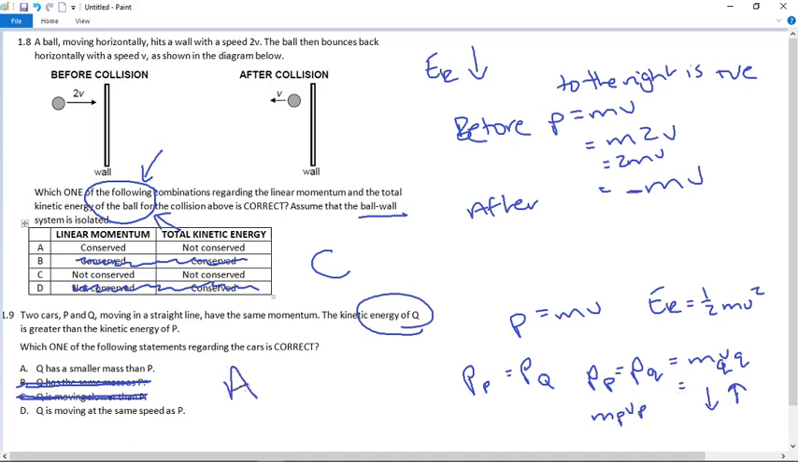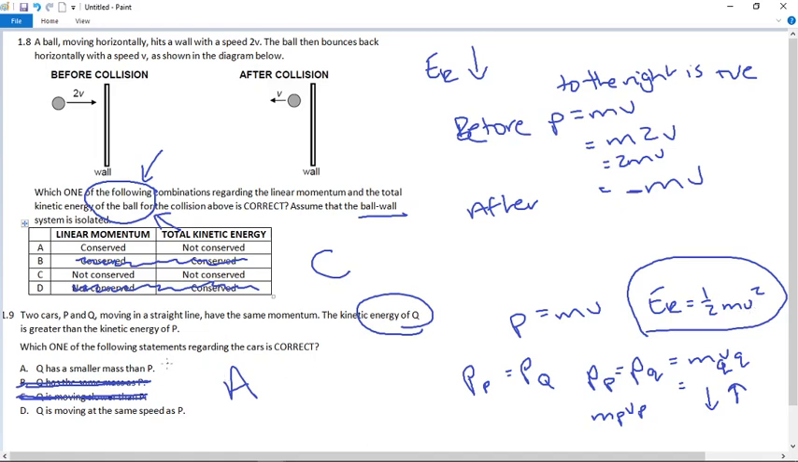This answer A can work, because if we go back into the EK equals a half mv squared formula, a smaller m coupled with a bigger v squared is definitely going to give you a bigger kinetic energy.